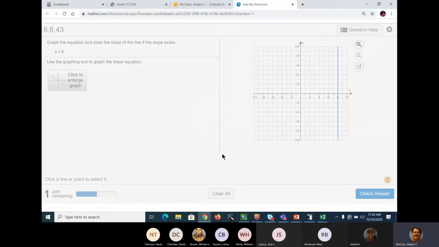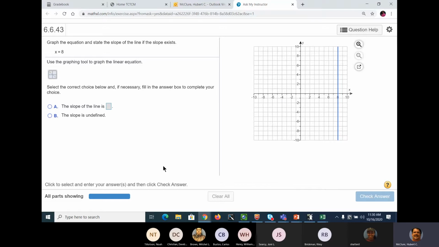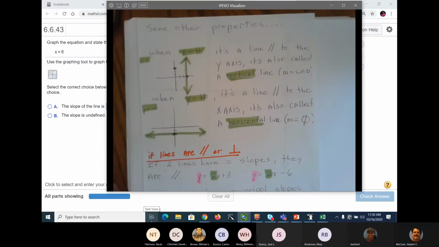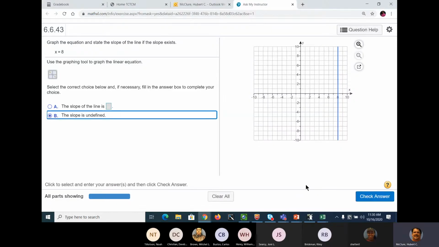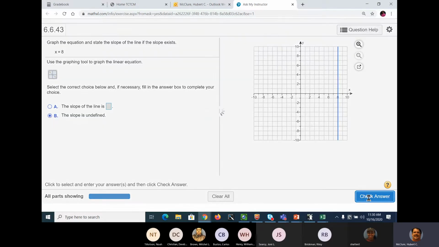And that is a test question. What's the slope of a vertical line? Zero? Undefined, right there. Point to it. I know what you meant, Miss Cersei, because a lot of people think it's 0, but it's undefined for a vertical line. And that is a test question. So make sure you write that one down.